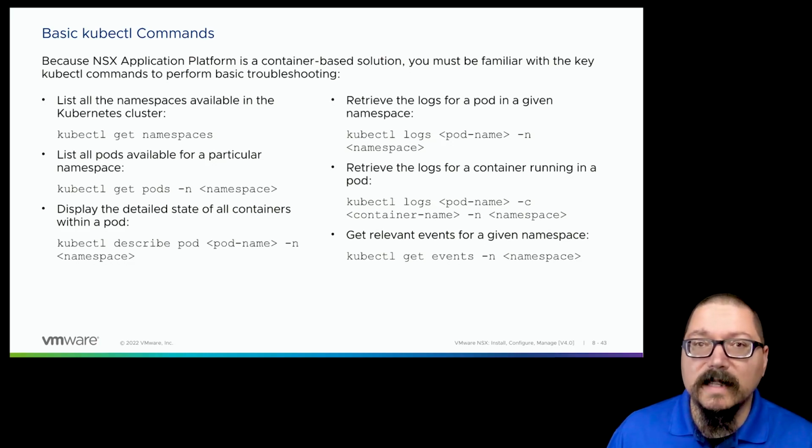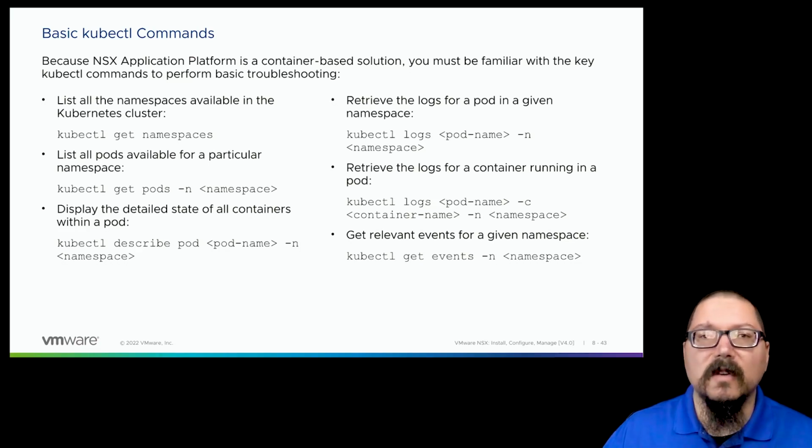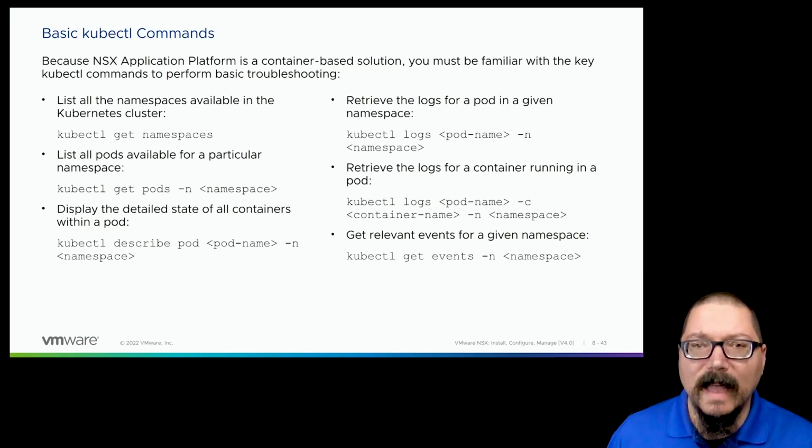Kube control logs gets me the application logs. I can look at the application logs in a namespace or for a given container. And then I can look at get events. Now, the events are different than logs. The events are Kubernetes deployment or teardown events or things like that, where the logs are going to be the application logs for the services running inside the pods. So logs and events have different purposes.